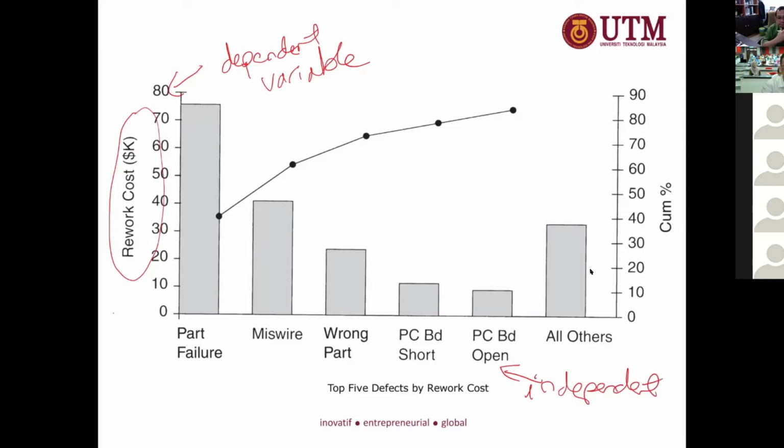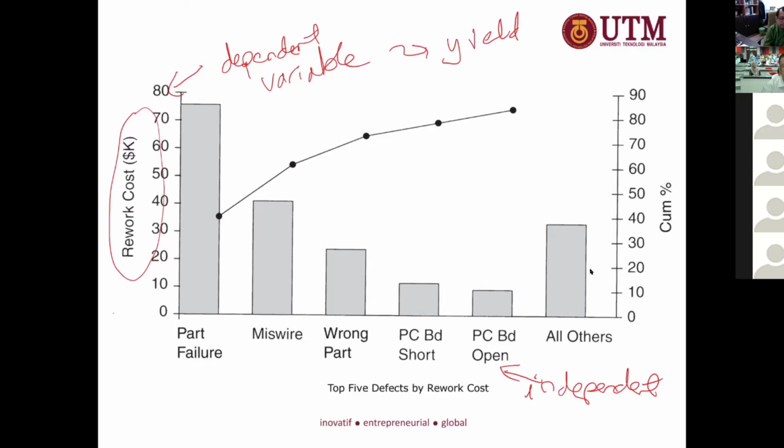So always put the dependent variable on the y-axis. Maybe this is your yield. Always put the dependent variable on the y-axis. Okay, so our yield, what we want, that's the effect. The dependent variable is always the effect, if we want to refer to the fishbone diagram.